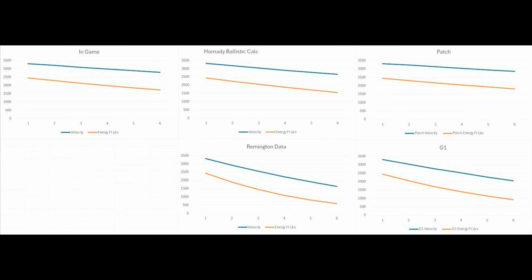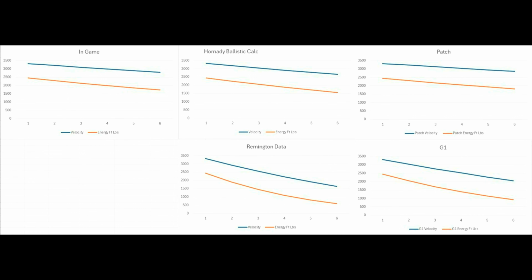The boat tail for the Barnes TSX and the boat tail for the Trophy Bonded Tip, spot on. They're both G7 bullets. They're boat tails, low drag. This one being a G1 bullet should be using the G1 profile. And if you look at the Remington data and the G1 profile, this is what it should look like as far as energy, not what's on the top. The G1 data and the Remington's are way worse.